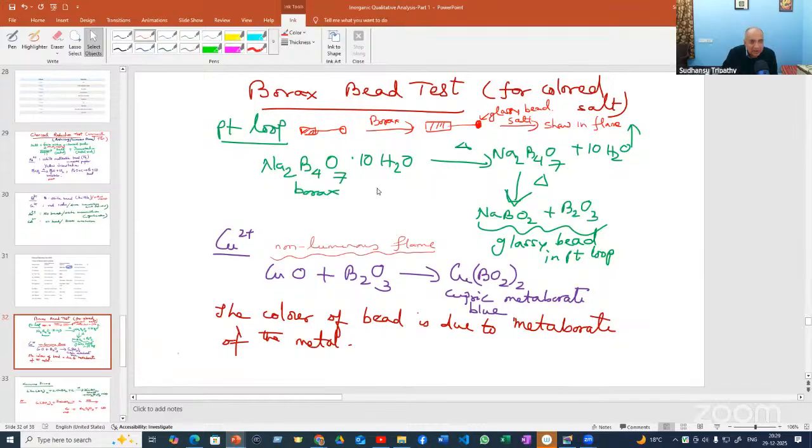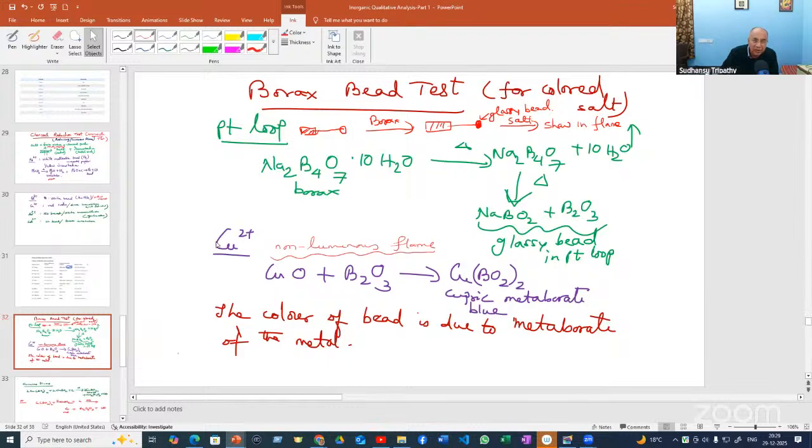So what happens when borax is heated? The 10 water goes first, then on further heating you get a mixture of sodium metaborate and boric anhydride, or boron oxide. So the glassy bead is due to the combination of sodium metaborate and B2O3. Now suppose you touch a copper salt, which is a colored salt. All the colored salts are tested by the borax bead test. What happens? The metaborate won't react, it will remain. But the boric anhydride, B2O3, reacts with the copper oxide or the oxide of the metal.